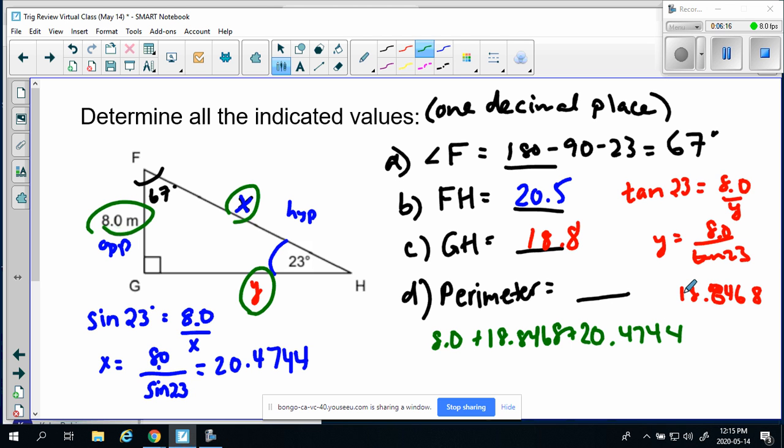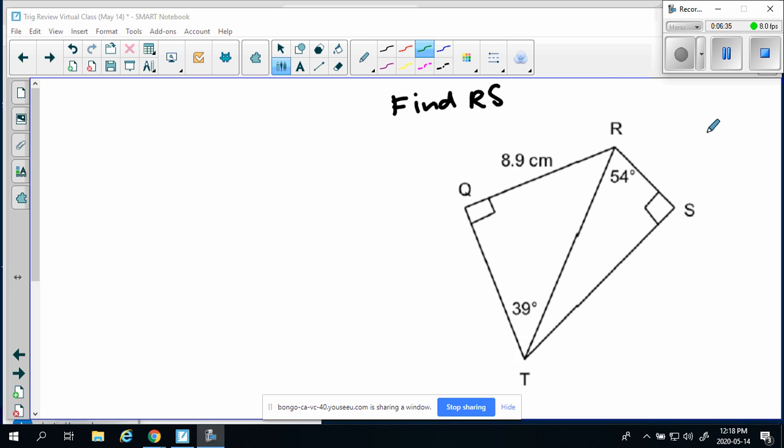So 8 plus 18.8468 plus 20.4744. So I'm getting 47.3 as the perimeter of the triangle. So we're asked to find RS.